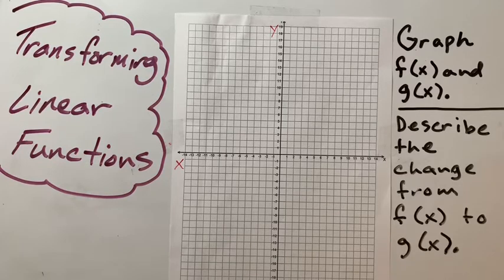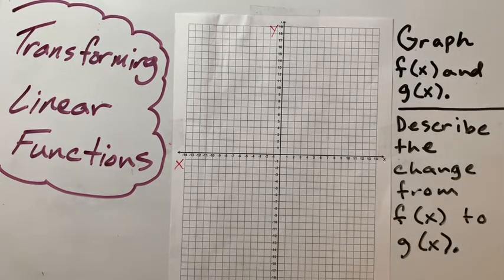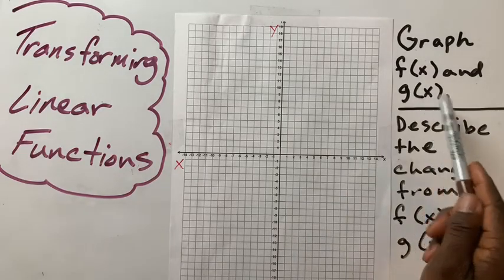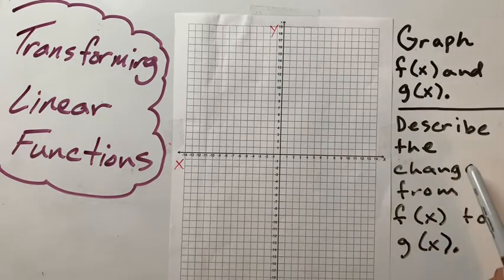So we have two sets of instructions here. First we're going to graph f of x and g of x, and that just is a notation to communicate that we have a function. Then we're going to describe the change from f of x to g of x. This topic does come up in Algebra 1, but it also comes up in geometry.